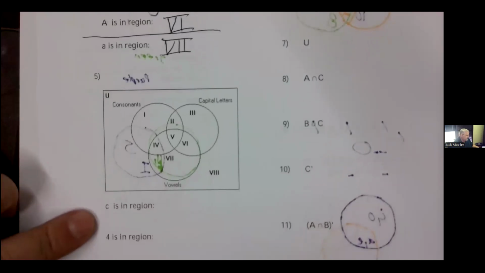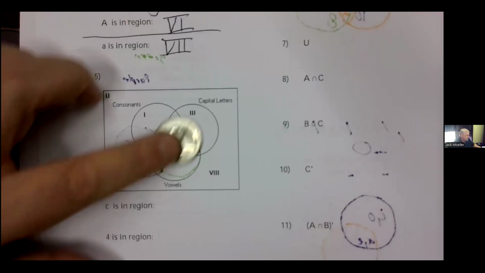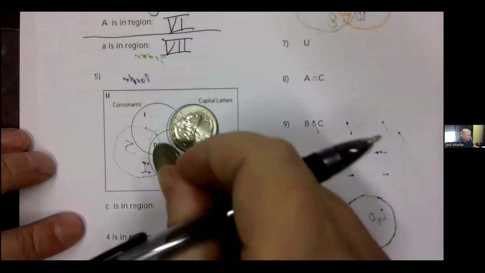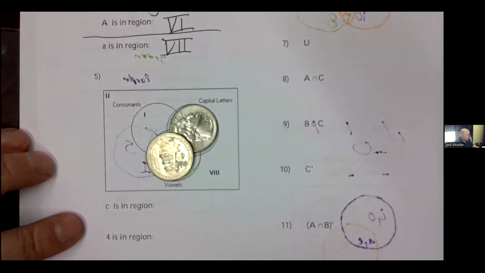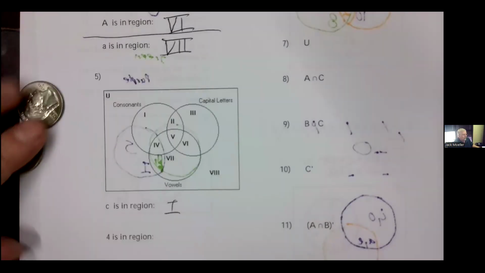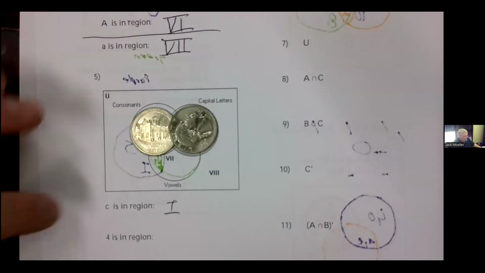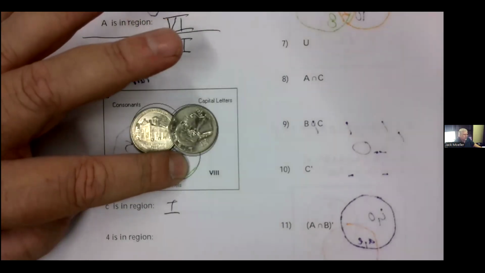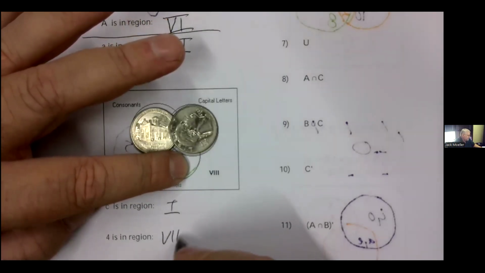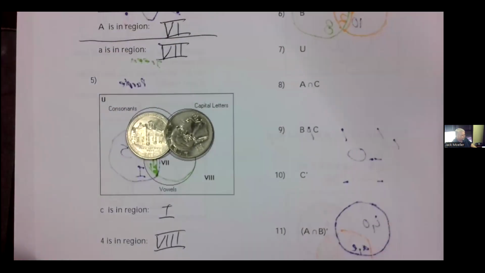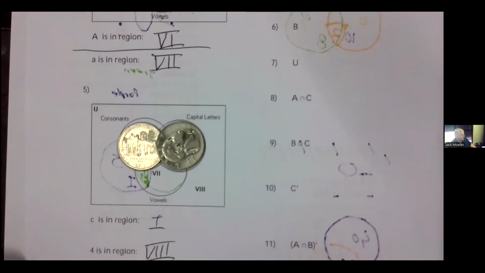So let's do the next one. Lowercase c is in what region? Well, lowercase c is not a capital letter. It is not a vowel. That's region 1. Okay, where is 4? Well, 4 is not a consonant, not a capital letter, not a vowel. We're running out of quarters. So that means it's outside all the circles. So it'll be region 8. All right. So that's one thing that we can do with that, again, this is practice reading your Venn diagrams. What goes where?